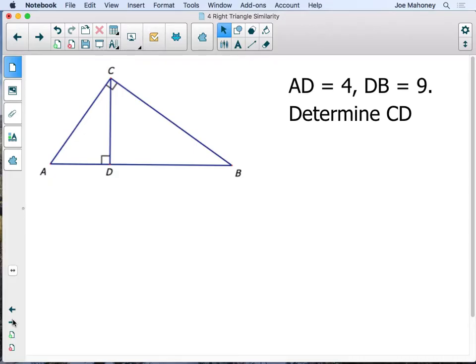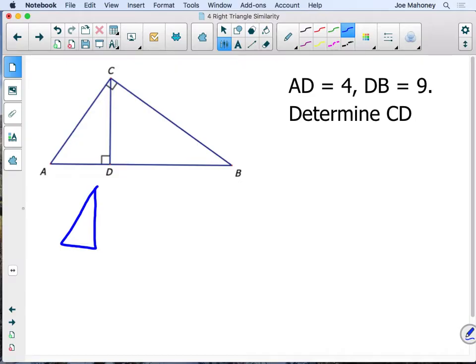So let's play. Again, we have an altitude drawn to the hypotenuse. In this figure, side AD is 4, and side DB is 9, and we want to determine the length of side CD. Take a minute if you want, redraw, pause, I'll be waiting. Great, welcome back. So if I separate my triangles, here's triangle ADC. That has a length of 4. I'm looking for the length of CD, call it X. I'm going to take my other triangle, triangle CDB. I know that DB is 9. I'm looking for CD.